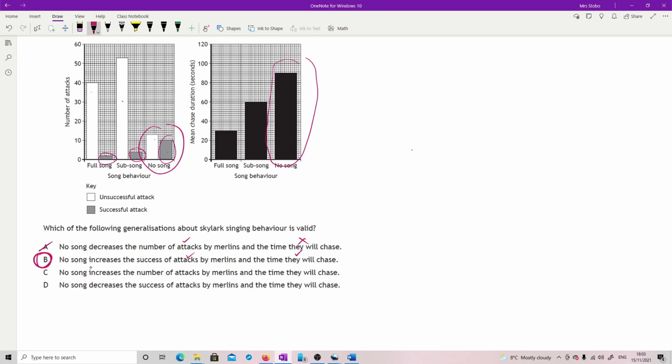No song increases the number of attacks by merlins and the time they will chase. We know the time they will chase is correct. The number of attacks, though, no. This is much bigger if I add these two together in the sub song, and probably the full song as well. The no song, even adding these two together, doesn't stack up. No song decreases the success of attacks. Well, here are our successful attacks getting bigger, so it's not that one. And it is the time they chase. Okay, so it's definitely B.